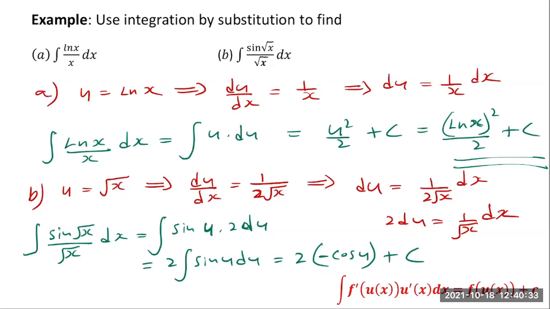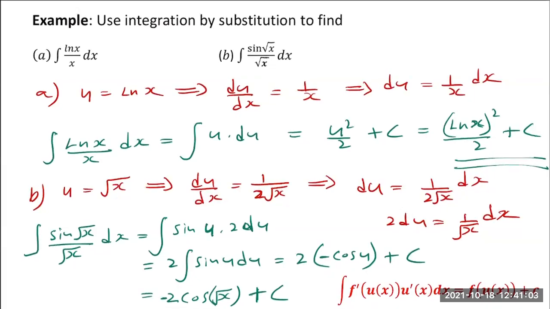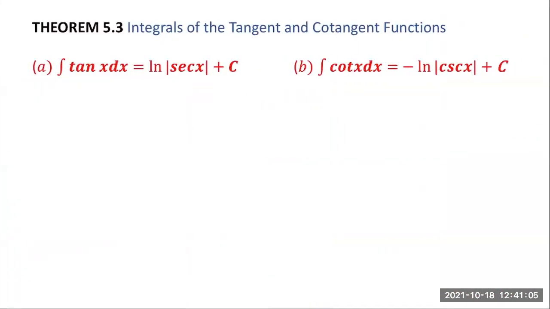So now, are we done? Remember, we have to do one last step. You have to replace this u by square root of x, because that's the substitution, because our initial integral was in terms of x. That's going to be minus 2 times cosine square root of x plus c. Okay, so that's the final answer. All right, let's move on.